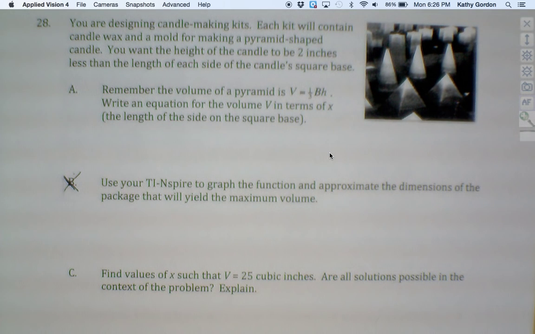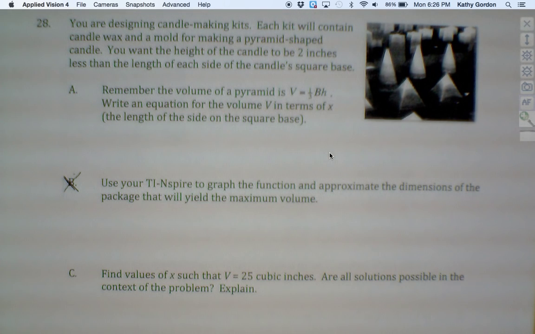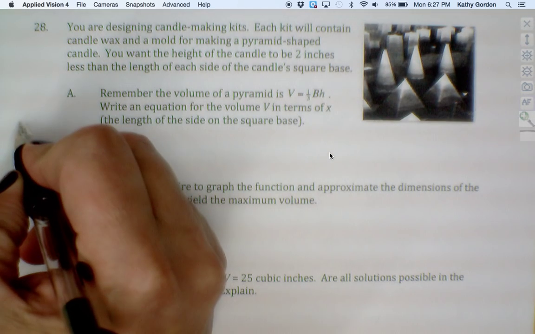So in this case, we're told that you are designing candle making kits. Each kit will contain candle wax and a mold for making a pyramid-shaped candle. You want the height of the candle to be 2 inches less than the length of each side of the candle's square base. Now there's a lot of really good information just right there in that last statement. And sometimes it helps if you just draw yourself a little diagram.